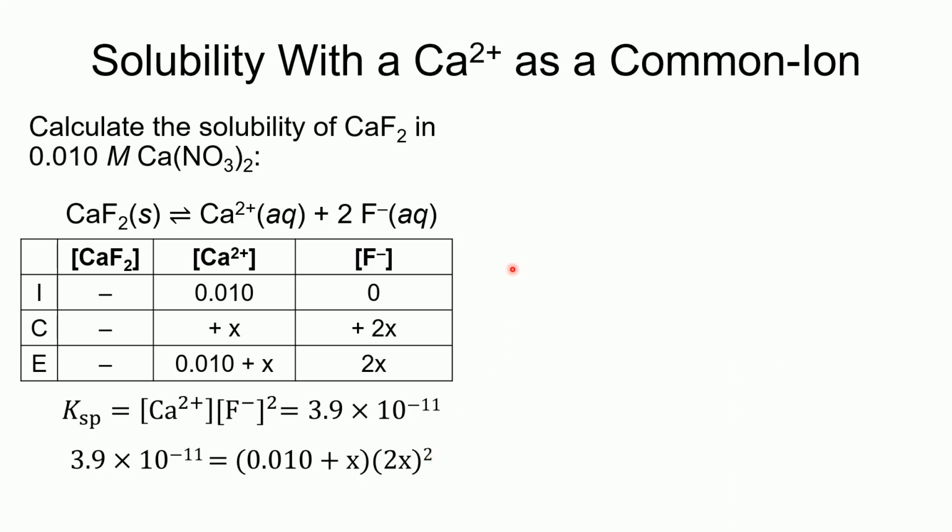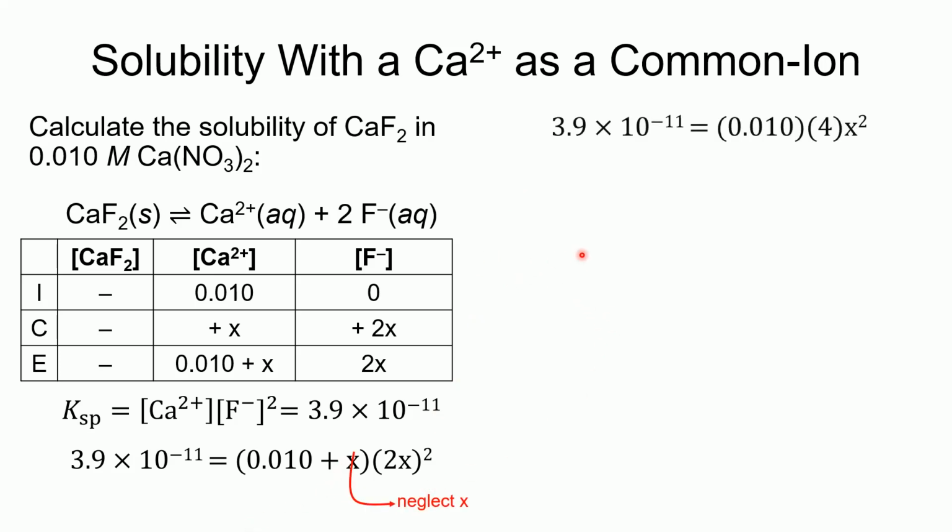Now, much like what we've done before, it is possible to neglect x, to say x is small compared to the value that we are adding it to or subtracting it from. In this case, we're adding it. And we saw as long as x is less than 5% of that quantity, we're good. And we will find it's definitely less than 5%. So we're going to neglect that x.